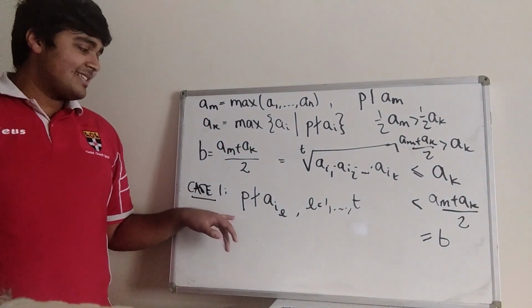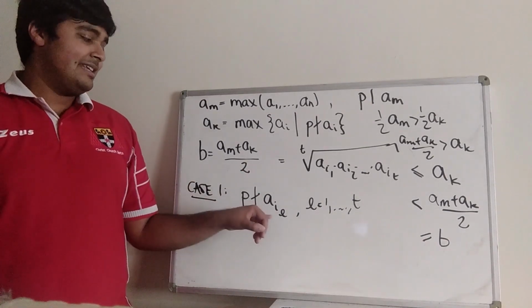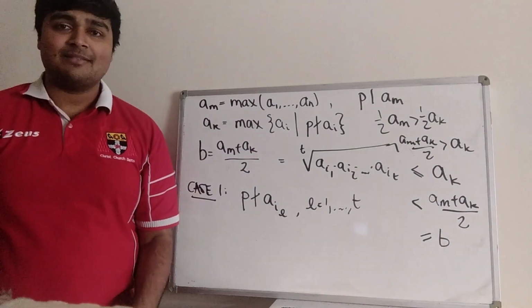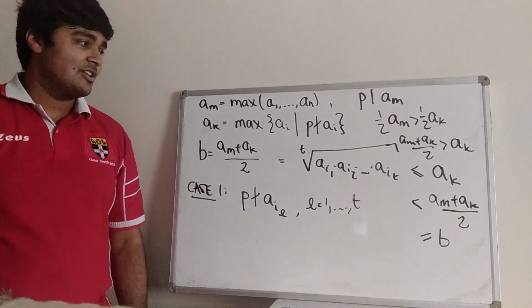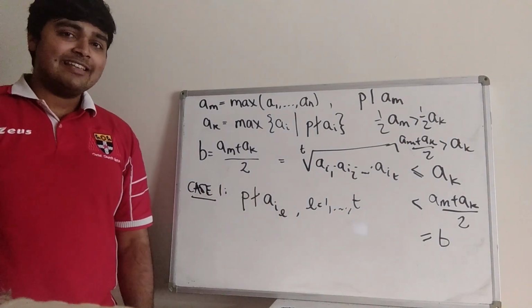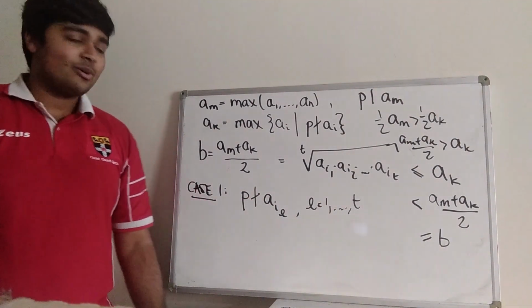So we must have that p divides at least one of these a_i's, because otherwise we get that b is strictly less than b, and of course that is a contradiction. So now we want to consider the case where p divides at least one of these a_i's and show that that also leads to a contradiction as well.